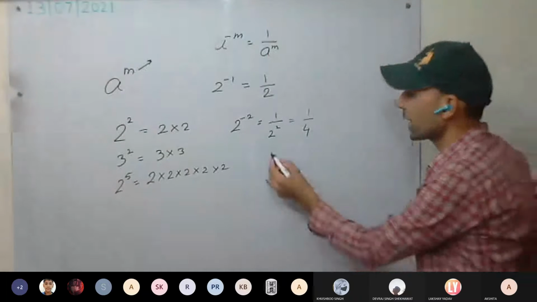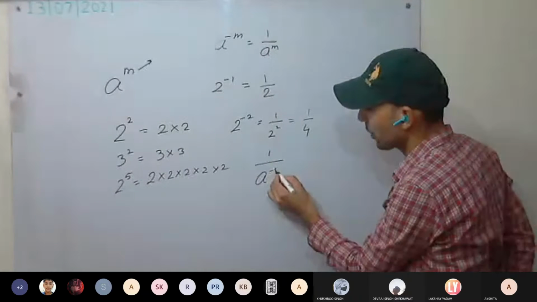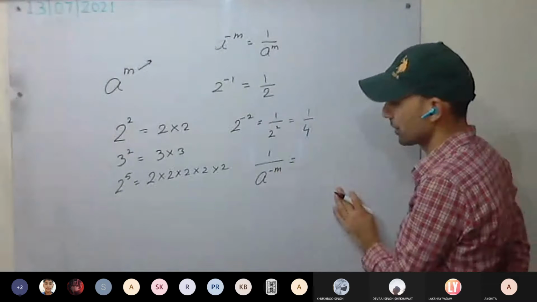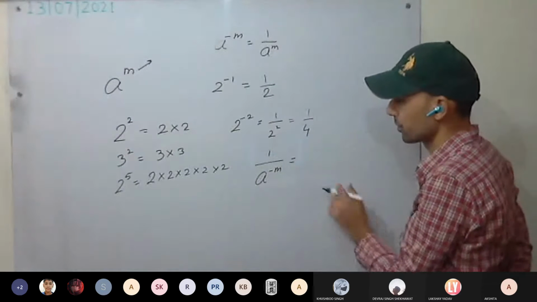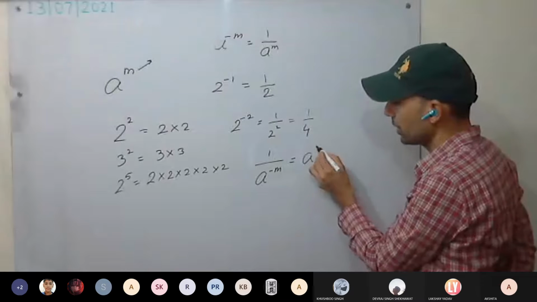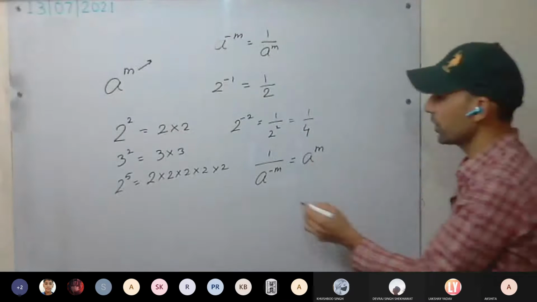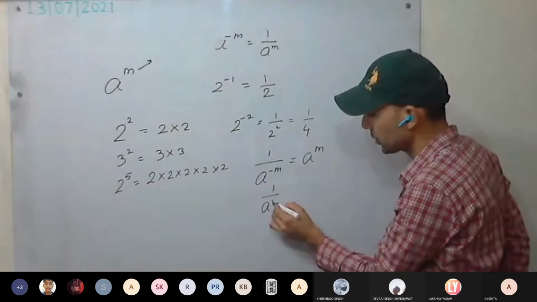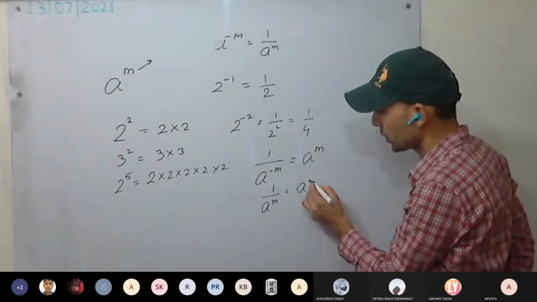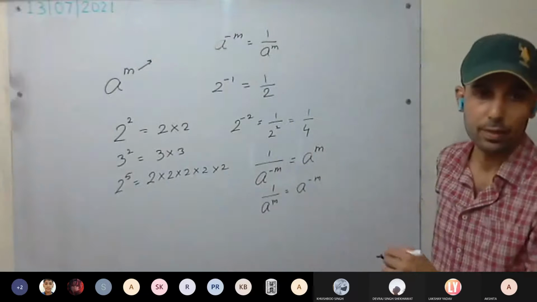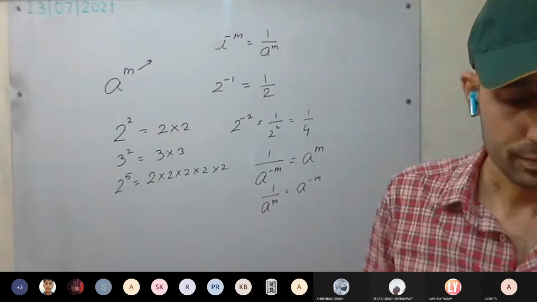If I write 1 upon a raised to power minus m, it will be how much? a raised to power m, yes or no? Or if I write 1 upon a raised to power m, it will be how much? a raised to power minus m. Understood this one?